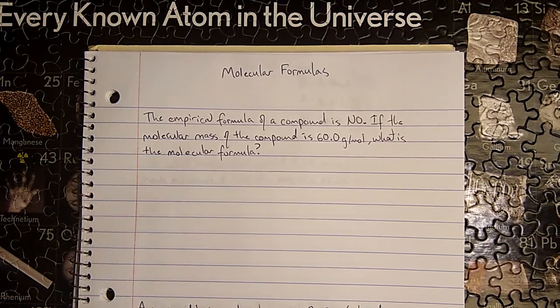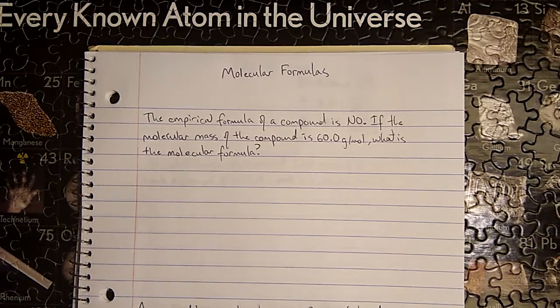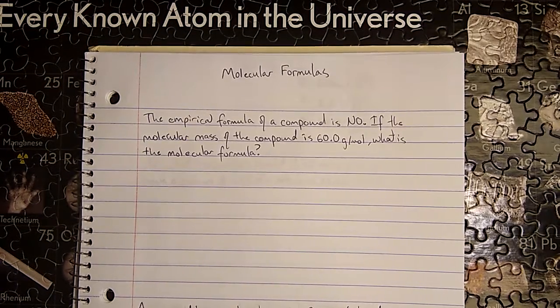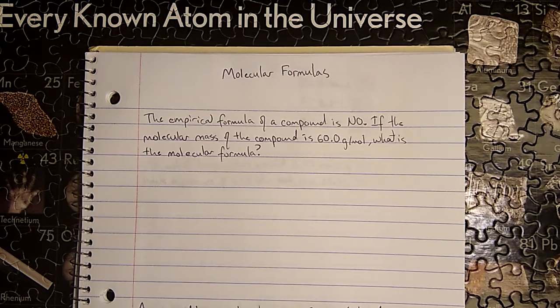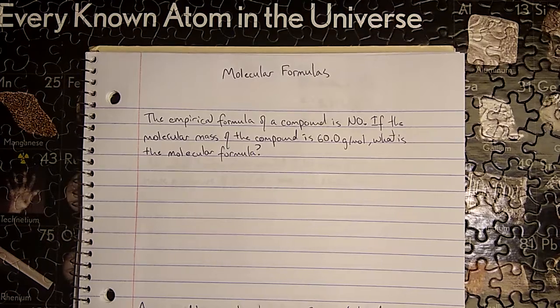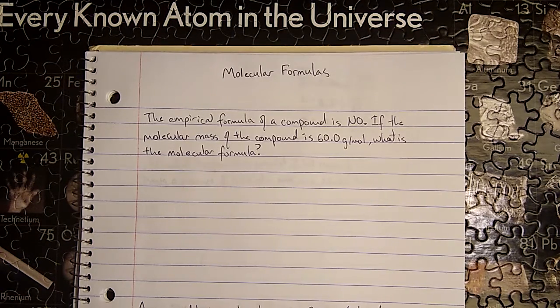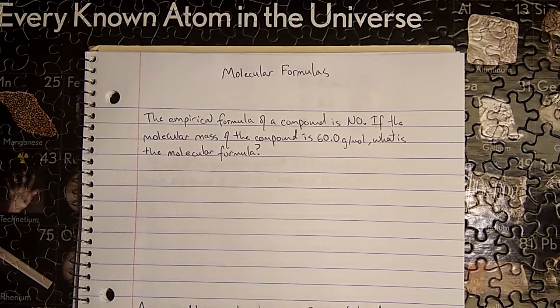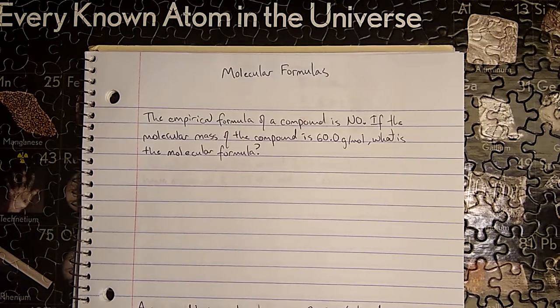Hello. Let's say that we want to calculate the molecular formula for a compound. The key thing to remember when we're finding molecular formulas is that the molecular formula is the unreduced formula for the compound, the real formula for the compound, whereas the empirical formula is the reduced or simplest ratio.